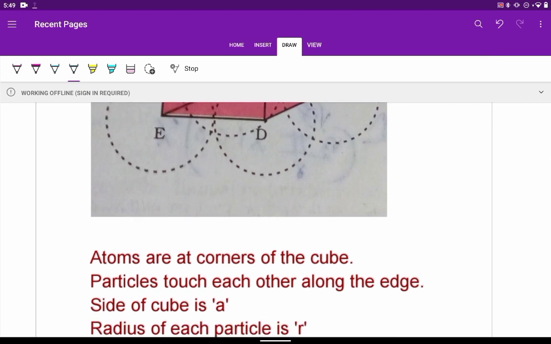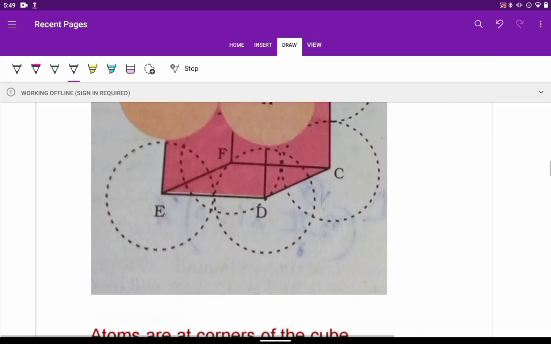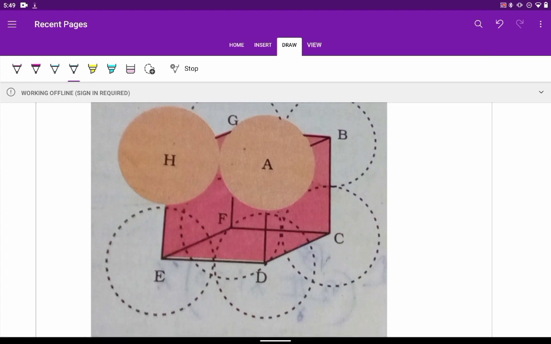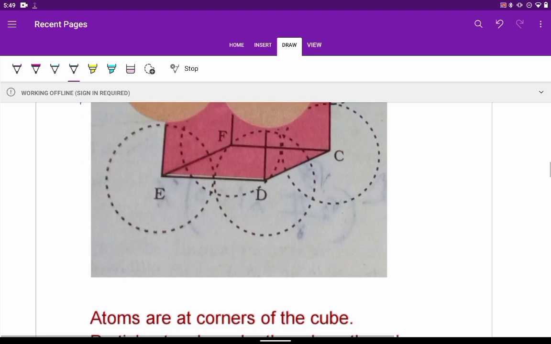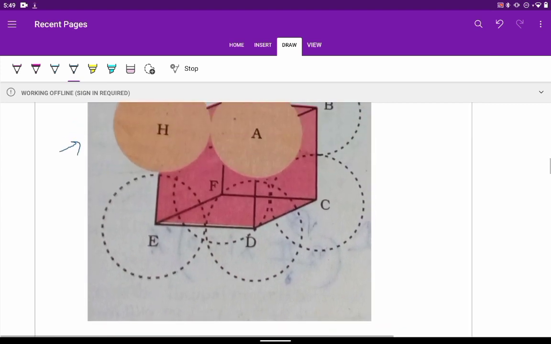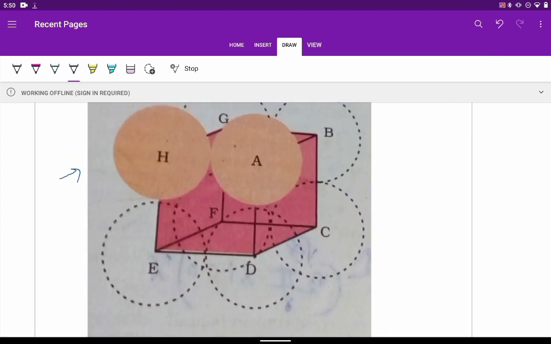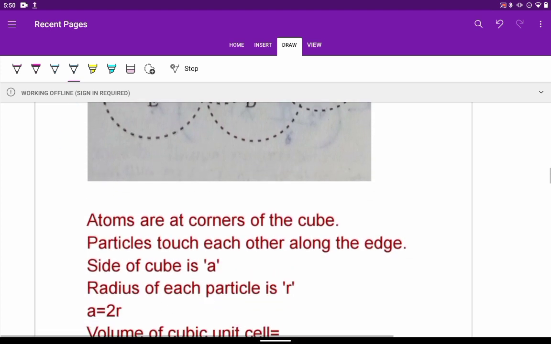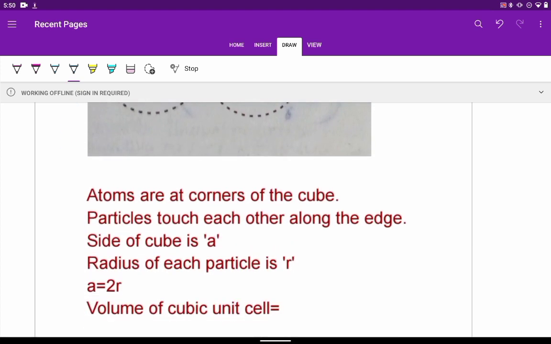And the particles touch each other along the edge. You can see the particles touching each other as is given in this figure. The particles touch each other along the edge. Side of the cube is denoted by small a. Any side we can take as small a. Radius of the particle is r.